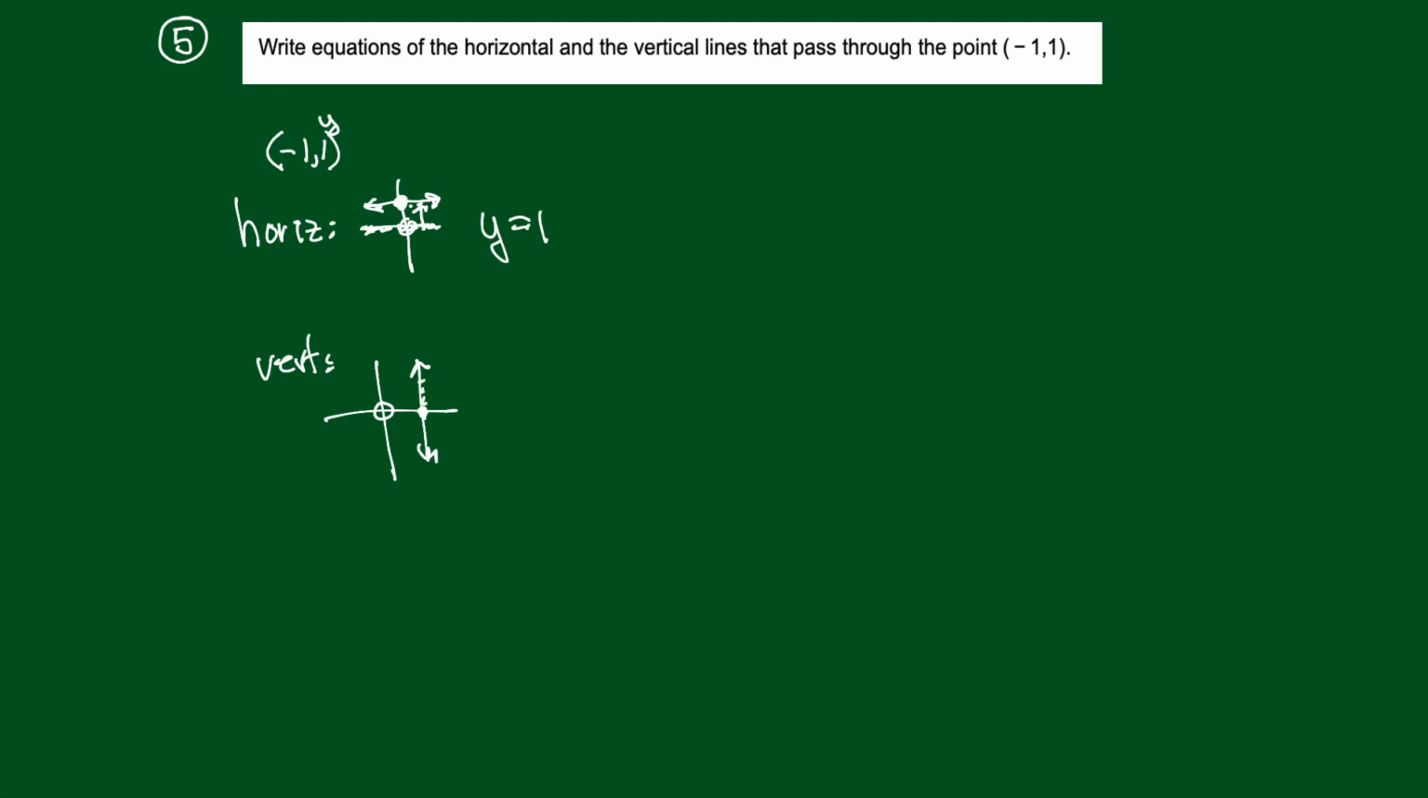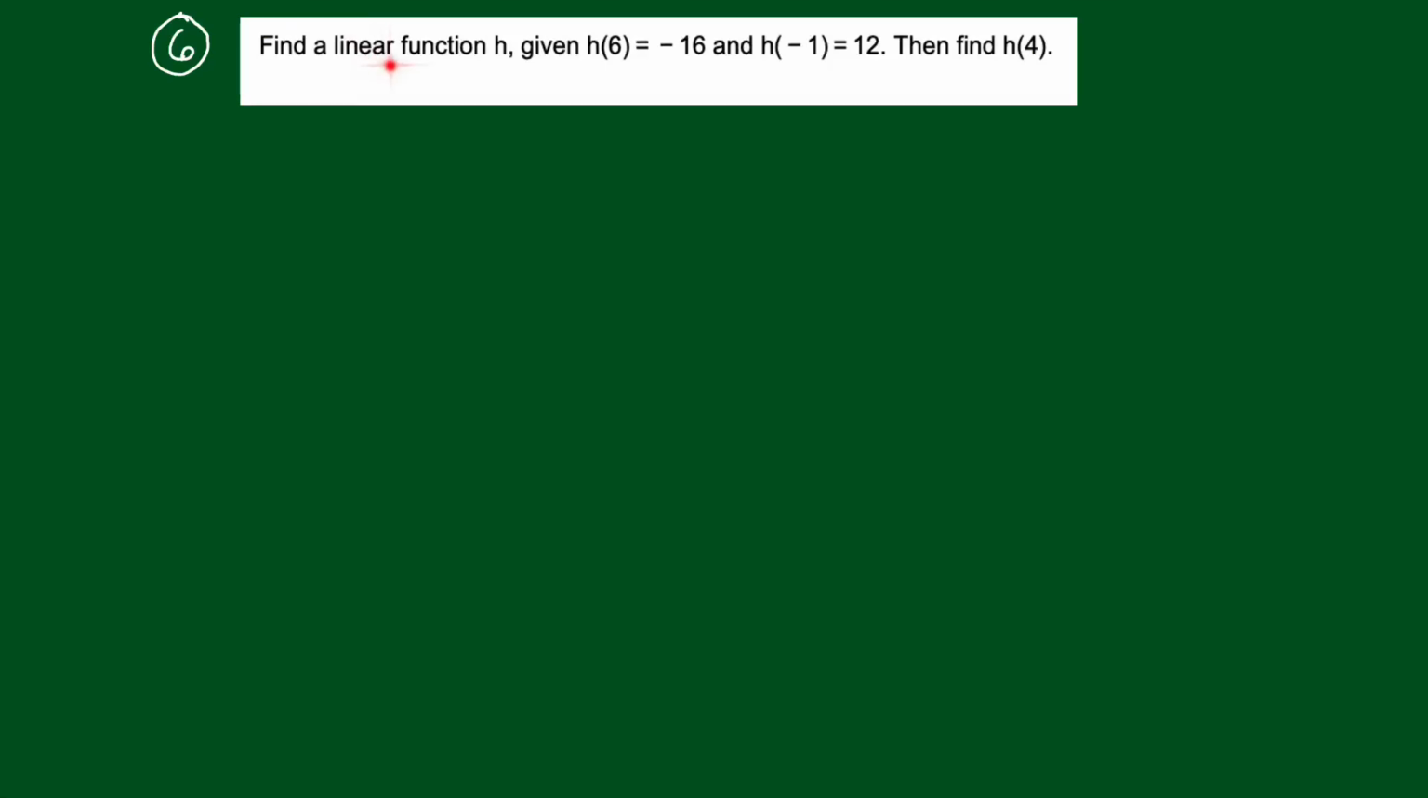And it doesn't matter what y is, x is always the same. So what is the x for us? Right there. So you just write x equals -1. That's it. Now this says to find a linear function. Now a linear function just looks like this: y equals mx plus b.